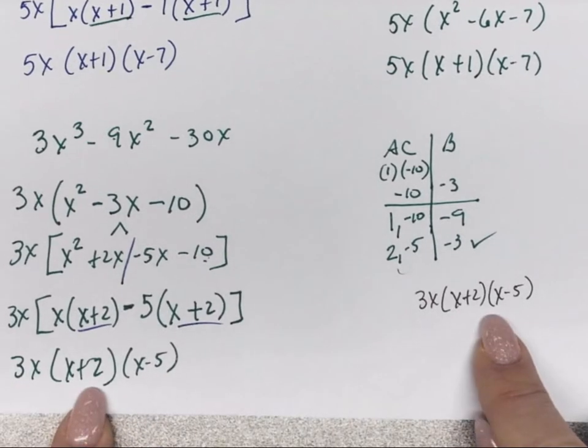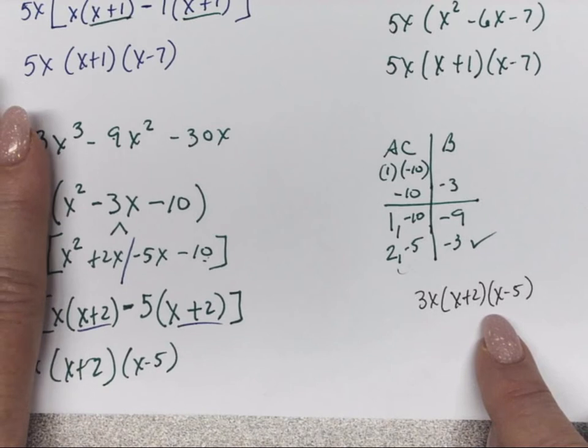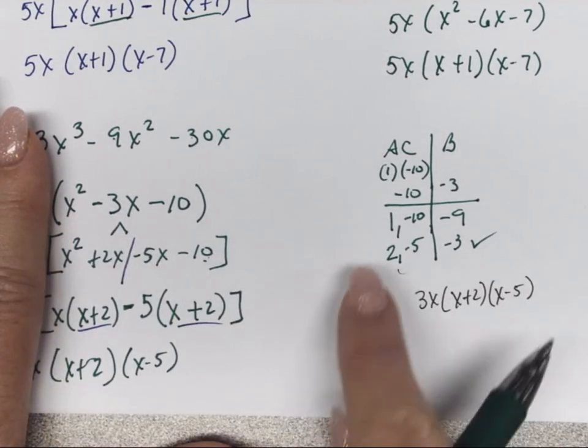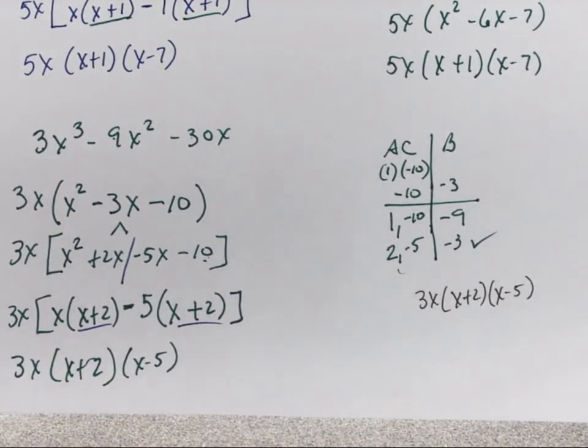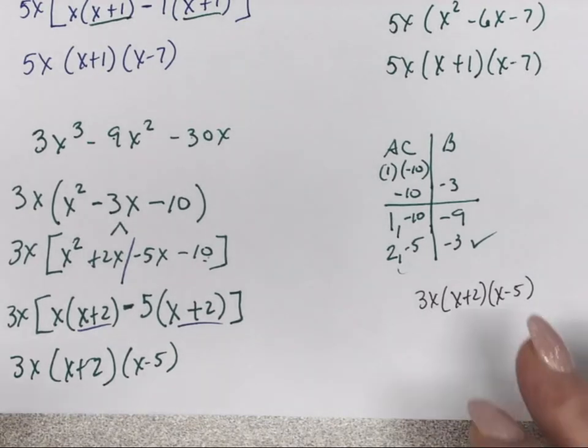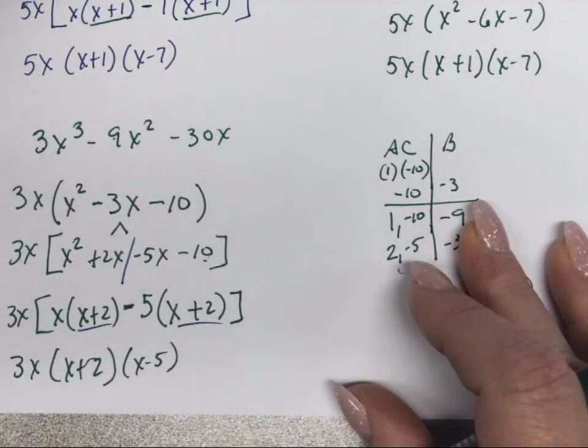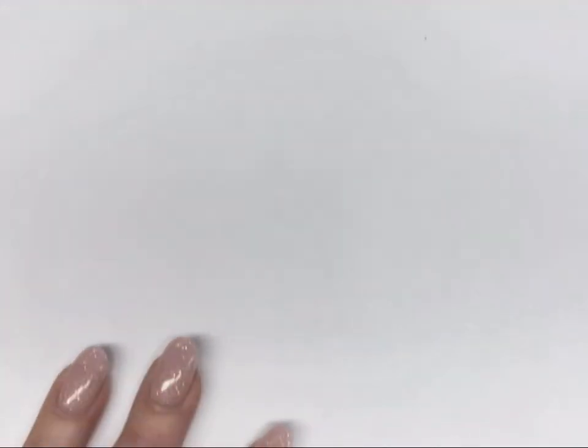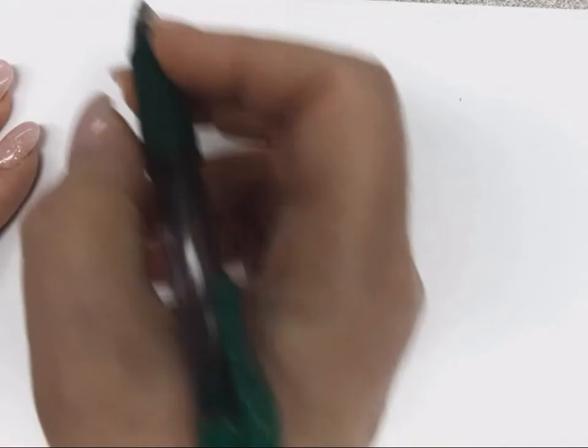And looky there, I got to the same answer. It only happens once you have that GCF out if you have a 1 out front. Otherwise, it will not work. All right. So let's go look at our next example.